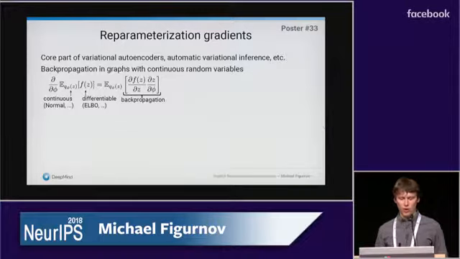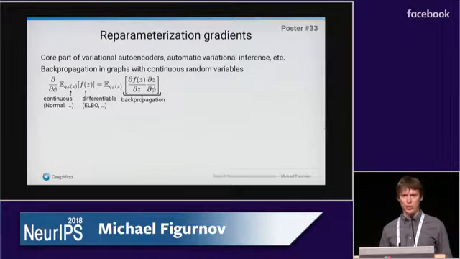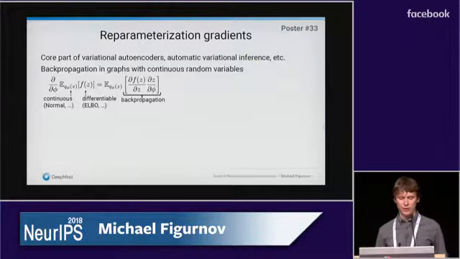Suppose that our cost function is an expectation of a function f over a random variable z. Using reparameterization, we can push the derivative with respect to the random variable's parameters phi inside the expectation and then apply the chain rule. However, computing the dz over d phi quantity requires a tractable inverse transformation, which is only available for distributions such as normal, logistic, and few others.